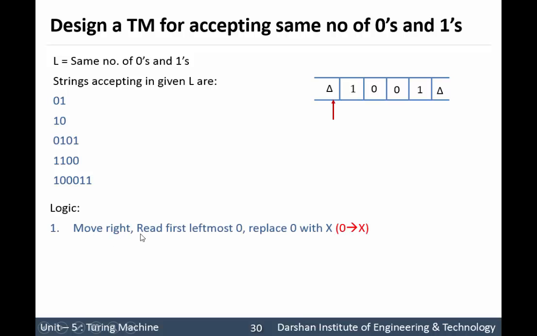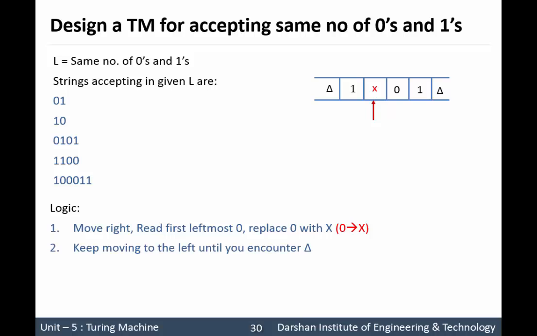First of all, move to the right direction and read the first leftmost 0. Replace this 0 with capital X. First of all, our head pointer is pointing to the delta. So convert delta by delta and move to the right direction. Now our task is to find the first leftmost 0. So here is our first leftmost 0. Start reading our string from left to right and search for the first leftmost 0. Whenever we encounter our first leftmost 0, we have to convert that 0 into X.